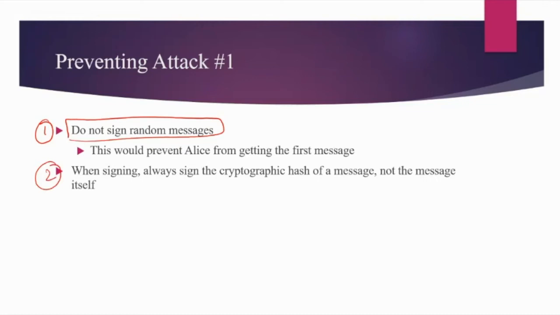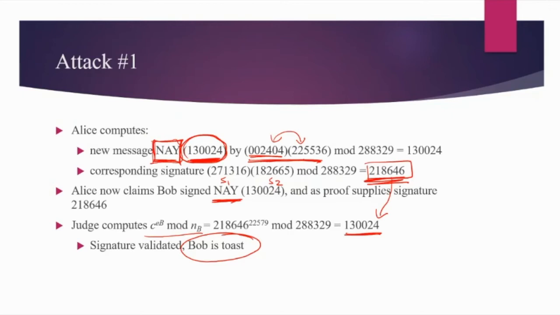The second important point is, while you are signing, do not sign the message itself, just sign the cryptographic hash of the message. Because in that case it is difficult to mount that attack. It is very difficult to find two messages having the same hash value, which we have already learned about. So these are the two important points I would like to mention through this attack.